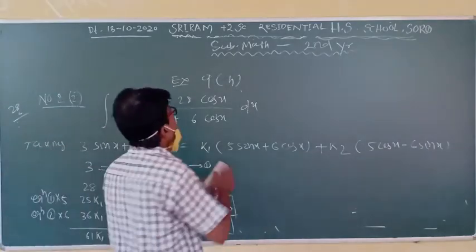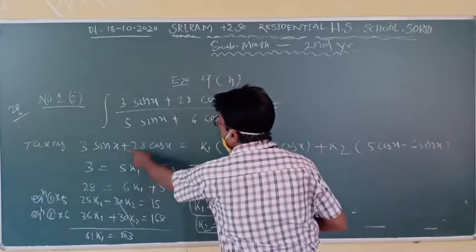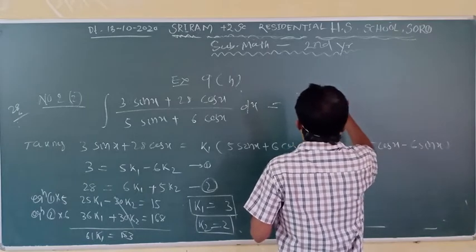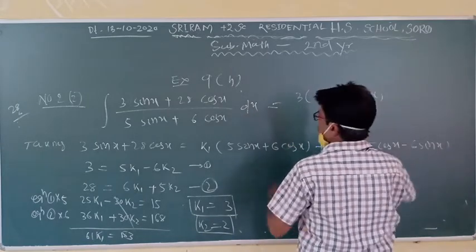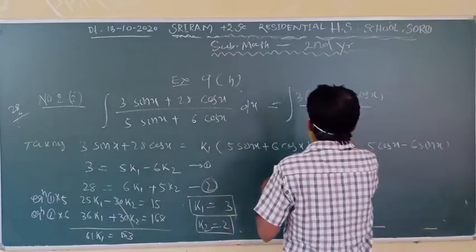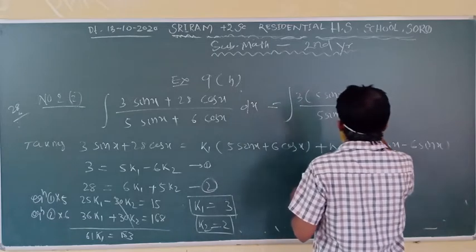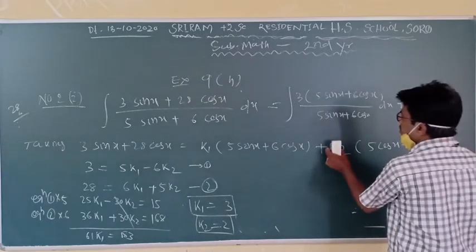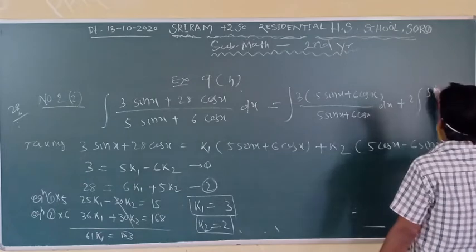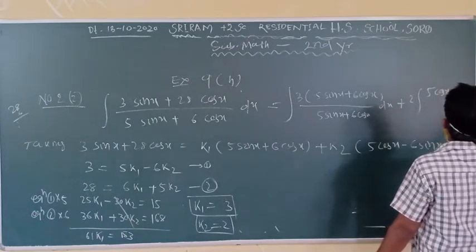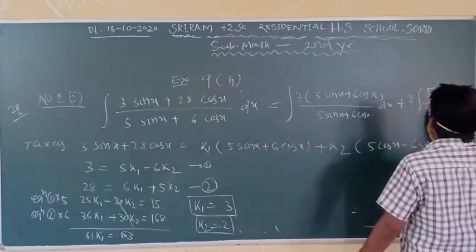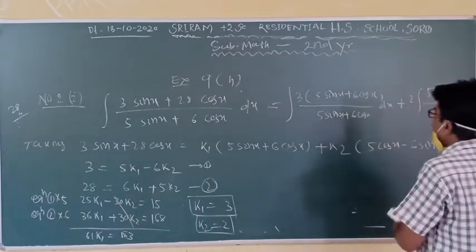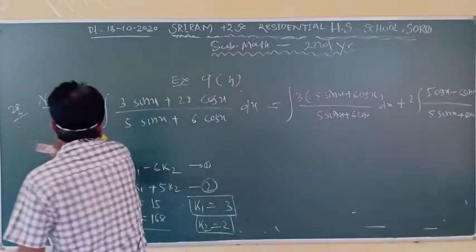Now put these in the case of 3 sin x plus 28 cos x. We put the value of k1, which is 3, times the integration of (5 cos x minus 6 sin x) divided by (5 sin x plus 6 cos x) dx, and k2 is equal to 2, times the integration of the numerator 5 sin x plus 6 cos x divided by the denominator 5 sin x plus 6 cos x. You can cancel that part.